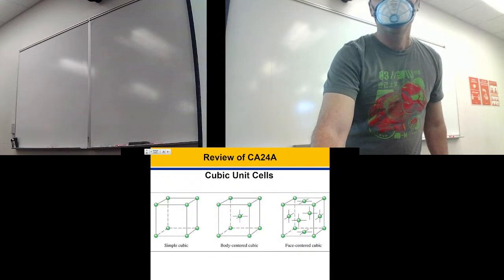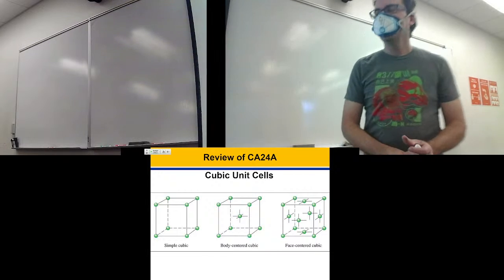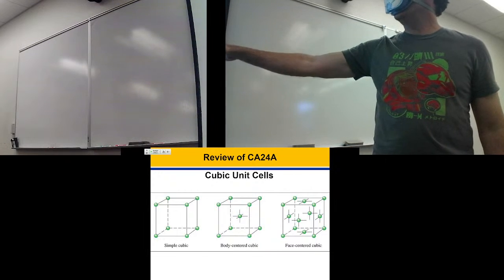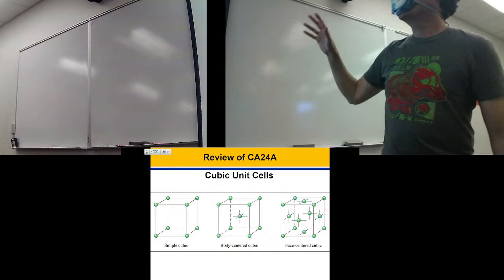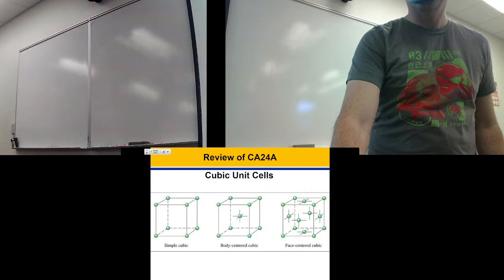Yeah. So we've done this, but I just want to review to make sure everybody's clear. We covered the 3 different types of cubic unit cells we're going to study: simple, body-centered, and face-centered cubic.